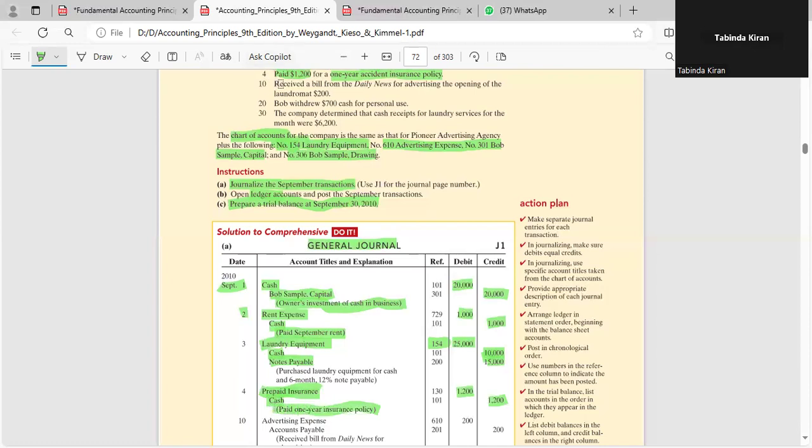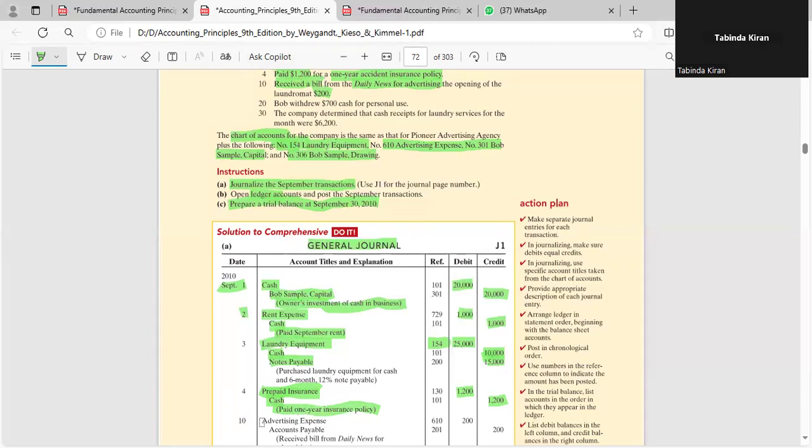The next transaction is you have received a bill from the Daily News. This is an advertisement agency. You have received a bill costing $200. So this is, you haven't made the payment, you just received the bill. There is no clue that you have made the payment. So the information is that you have only received the bill, and you still have to make the payment.